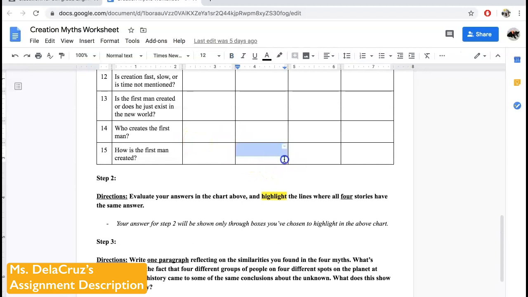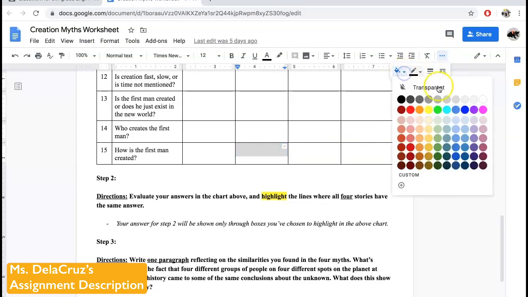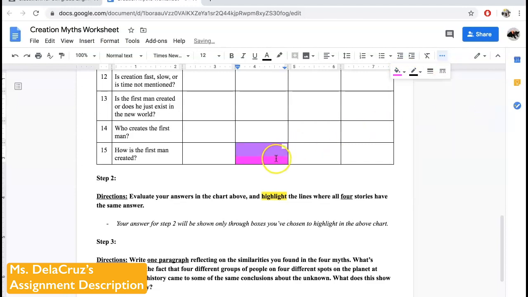So to highlight a box, it is a little tricky, but all you do is click on these little 3 dots up here. You're going to click then on this little paint can where it says background color, and you can highlight it whatever color you want. Let's say you make it bright pink. It's going to highlight that box bright pink. Make sure you highlight the box that you want to highlight. I'm going to take that highlight off now.